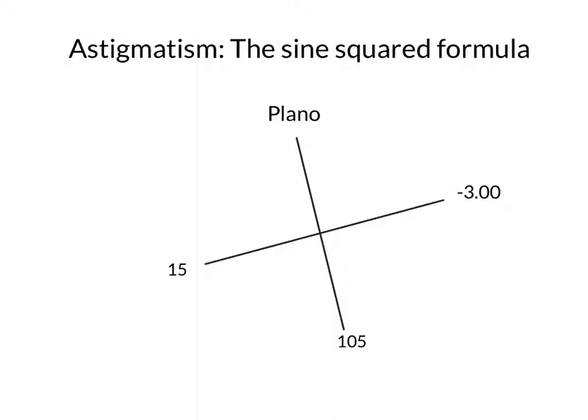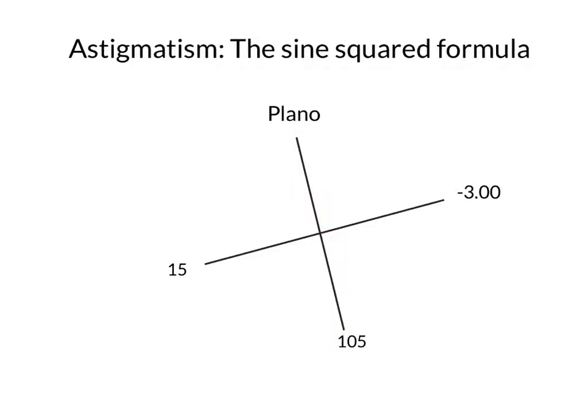This video is about astigmatism, the sine square formula. So here you can see that I have an optical cross. At the 15th degree axis, this meridian has a power of -3, and at the 105 meridian, this has a power of plano, 0.